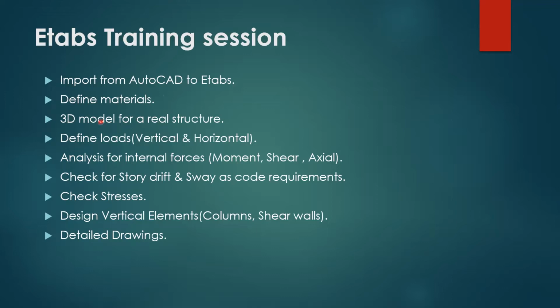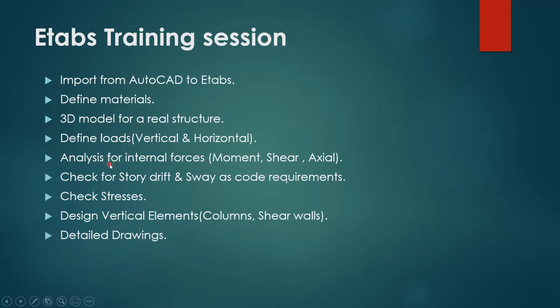After modeling, we are going to define the loads, which is vertical loading, related to gravity load: dead load, live load, superimposed, plastering, tiles, etc. And the live load will be based on the standard codes. Horizontal load could be wind or earthquake, seismic, depending on the situation of the building, how it is designed, and its importance. After defining the load, we can run the analysis.